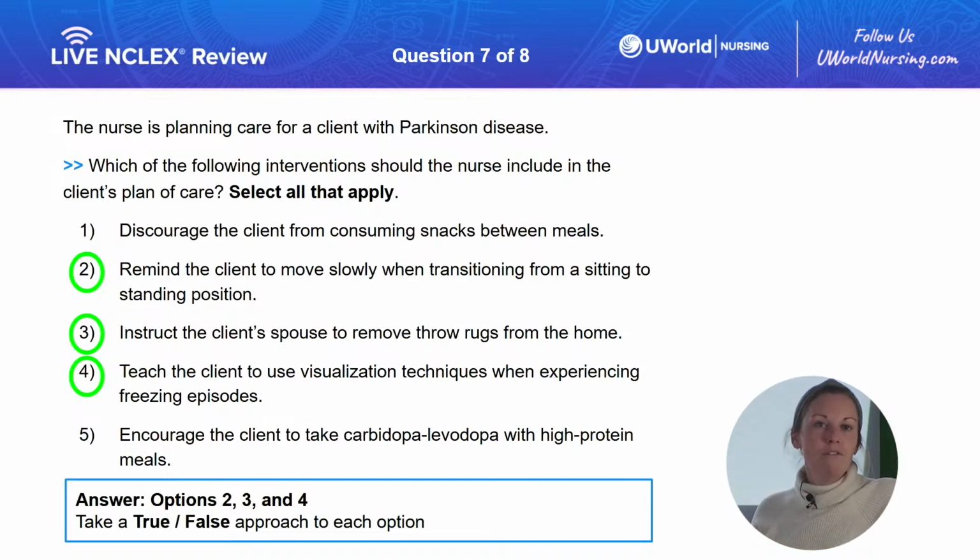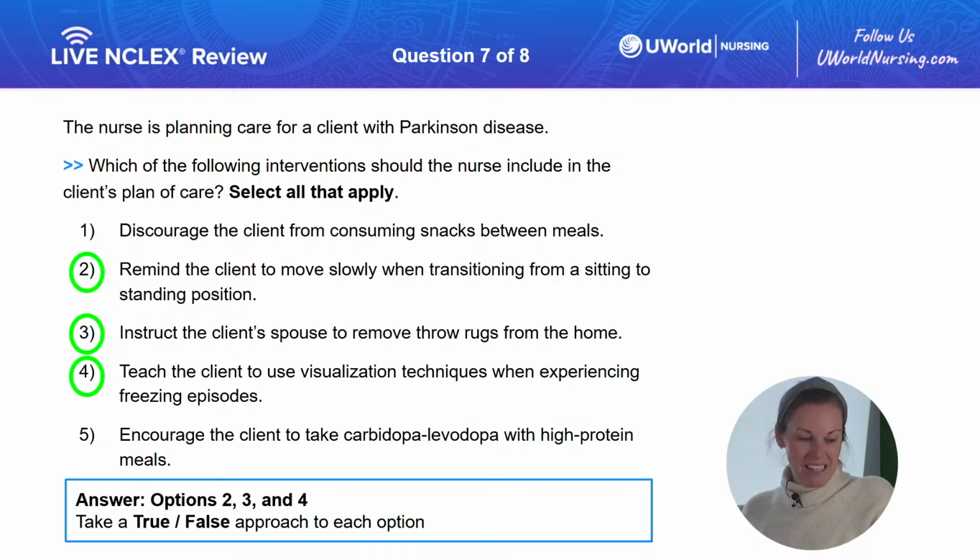And then for carbidopa-levodopa, this is one of the mainstay medications that a client with Parkinson's will take. High protein can interfere with the absorption and metabolism of the medication. So we definitely wouldn't want to encourage that.